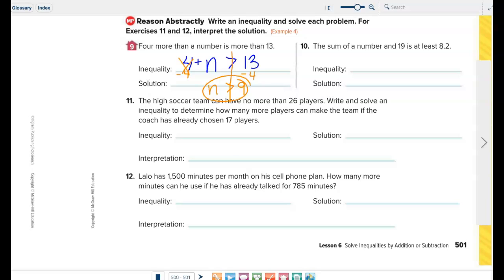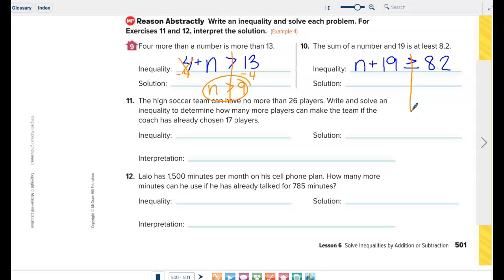Number 10. The sum of a number and 19 is at least 8 2/10. The sum means addition of a number you don't know what it is, and 19. Is at least. So it could equal 8 2/10, but it could also be greater than 8 2/10. Oops, I put it the wrong way. So it could be greater than or equal to 8 2/10. All right.